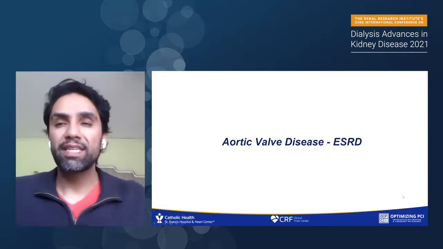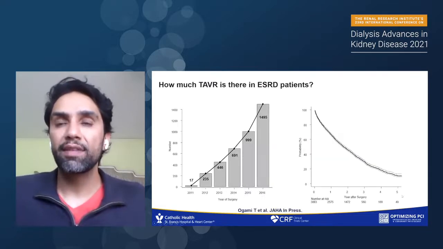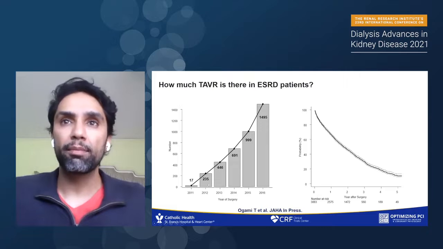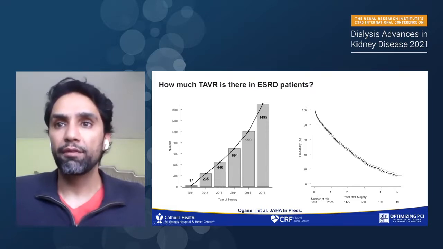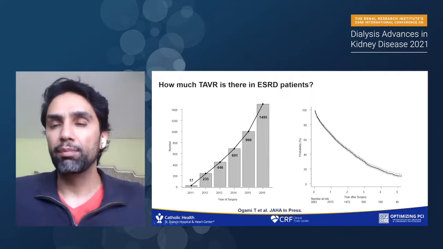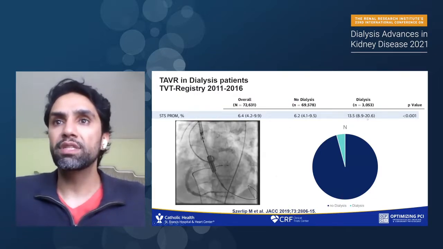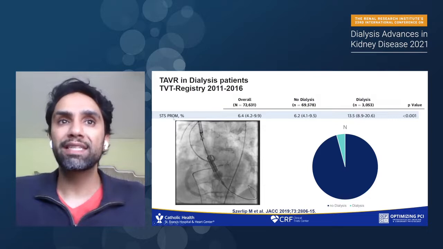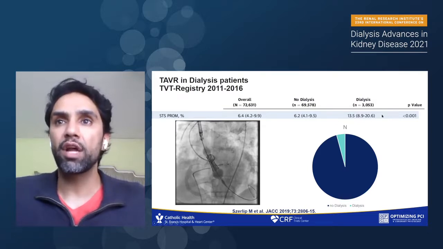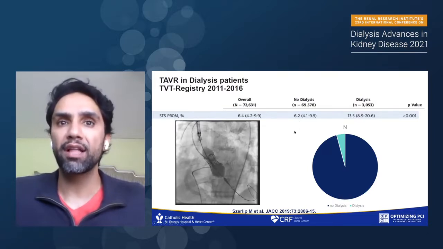What about aortic valve disease in end-stage renal disease? That's a different patient population. I'm purposefully separating them. The number of patients with end-stage renal disease is increasing dramatically, but unfortunately, the probability of survival remains low. The long-term outcomes in these patients are still poor. For TAVR in dialysis patients, if we go ahead and look at this, what you'll notice is that the overall STS predicted mortality is much higher in dialysis patients compared to the non-dialysis patients.